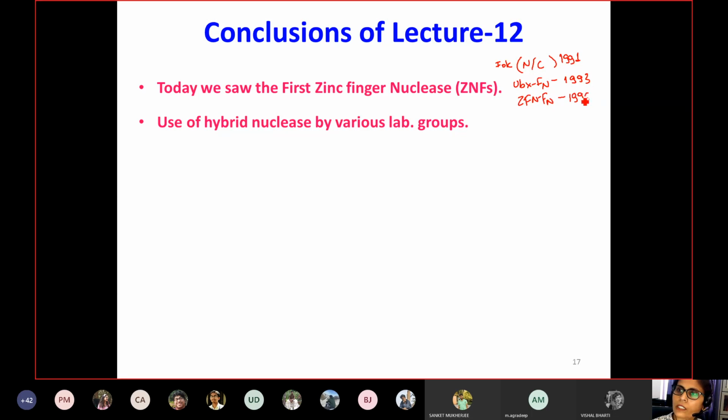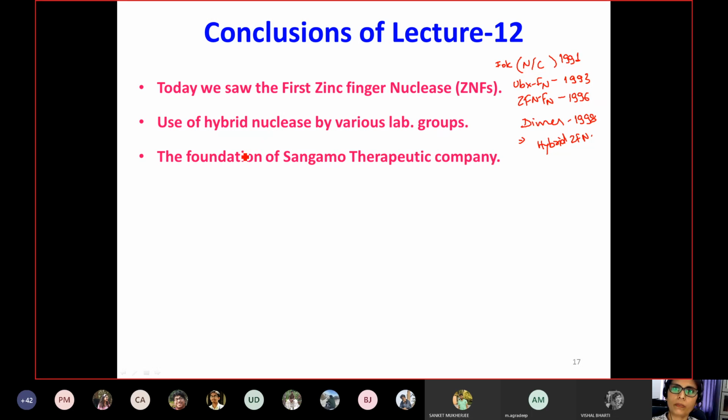And after that, zinc finger nucleases he described in 1996. And after knowing the dimers of FOK1 in 1998, they started using differently oriented, opposite hybrid zinc finger nucleases. So this is the whole story of your zinc finger nucleases and FOK1 enzyme. These hybrid nucleases were used by various labs. For example, today I mentioned the Carroll lab just briefly, and then the Porteus lab, who also used GFP sequences.